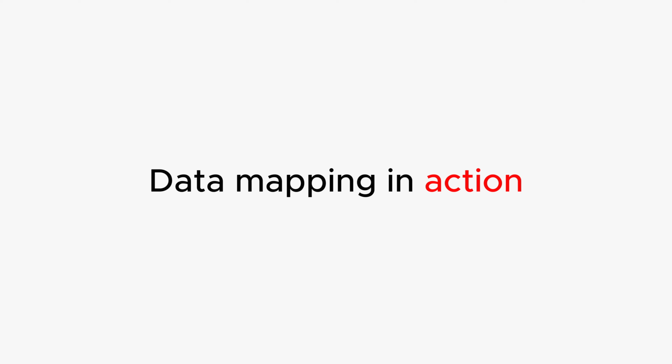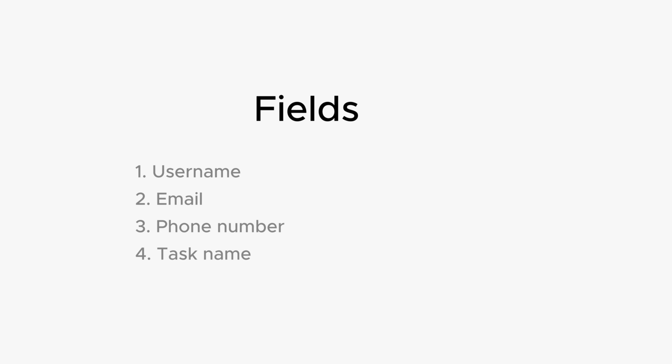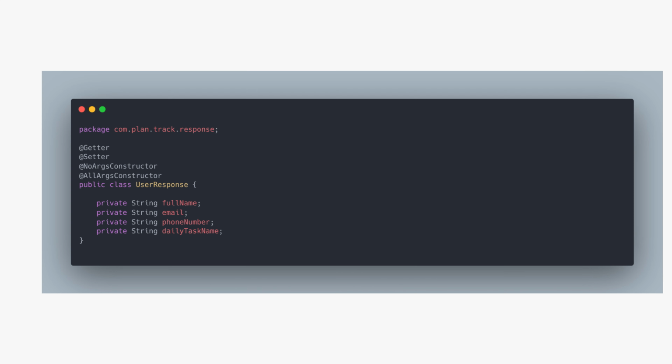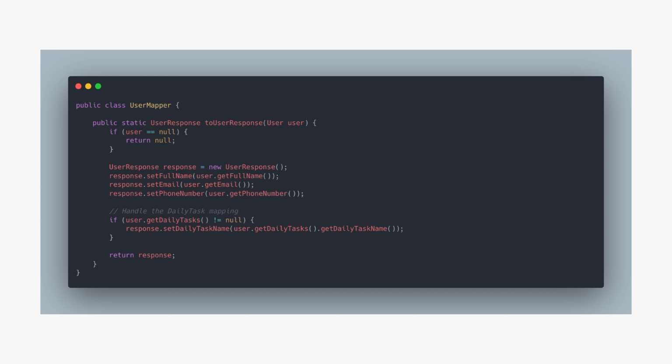Now, data mapping will come into play if my interest is to only return fields such as the username, his email, his phone number, and the name of the task assigned to him. This is how we can handle the mapping process to achieve our objective. So we'll start by creating a custom user response object. All right, so this user object will only contain those details that we're interested in. Then we'll have this functionality for handling the mapping operations.